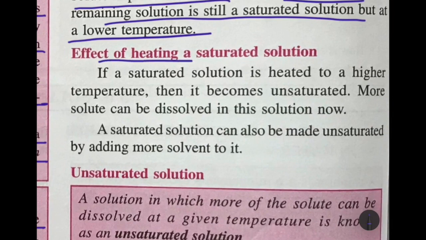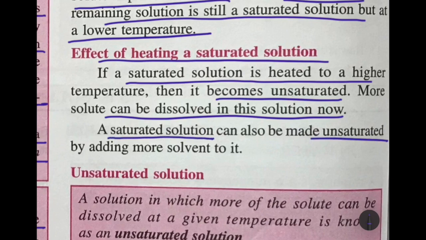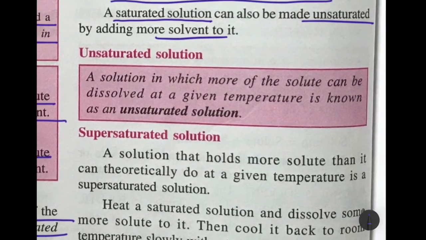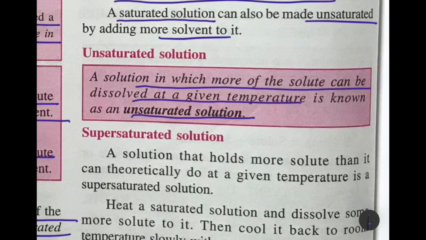I just talked about heating a saturated solution. If we heat a saturated solution, then it becomes unsaturated. More solute can be dissolved in this solution. Just now I gave you the example of adding that extra spoon of sugar and then heating it, and then it will dissolve. So we can make a saturated solution into an unsaturated one by adding more solvent to it or by heating it. The opposite of saturated is unsaturated. So a solution in which more of the solute can be dissolved at a given temperature is known as an unsaturated solution.